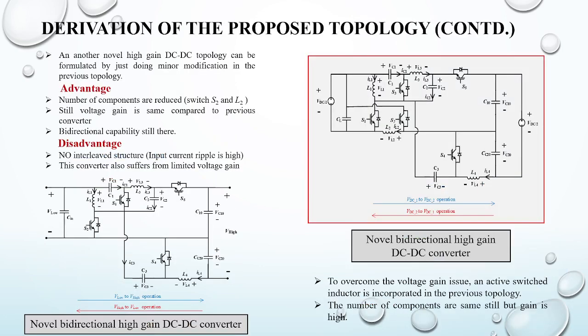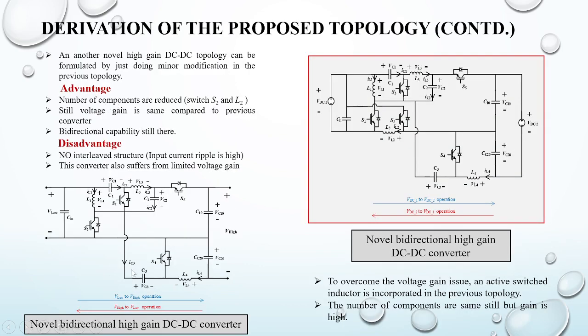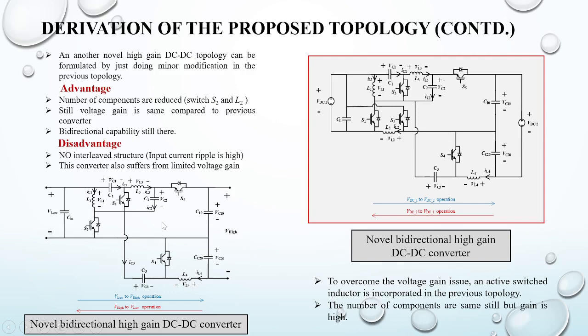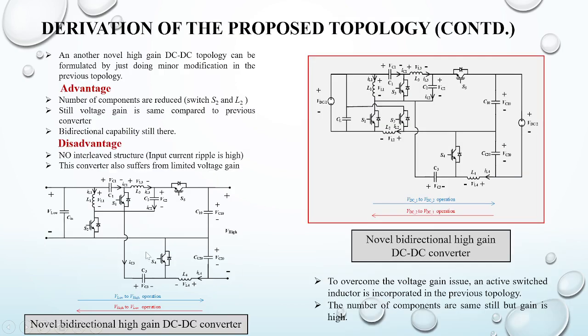So to achieve high voltage gain, I have developed this topology, and before that, I have modified this topology into this. So here the component count is less. I have removed the S2 switch and L2, as can be observed here. But still the voltage gain is equal compared to the previous topology. I just wanted to say the voltage gain of this topology and this topology is equal, but still it is limited.